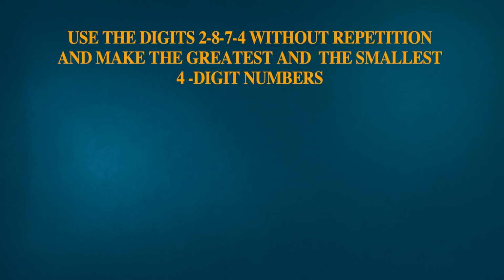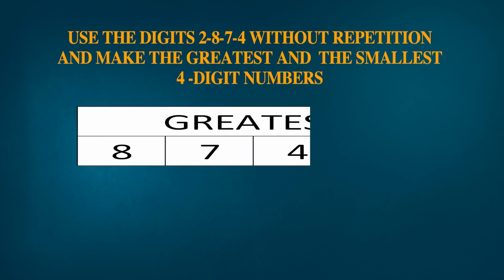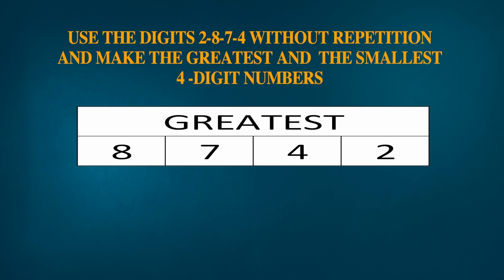Use the digits 2, 8, 7 and 4 without repetition to make the greatest and the smallest 4-digit number. First, make the greatest number from these digits. Let us remember the rule that to make the greatest number, write the biggest digit at the leftmost place and so on. Now, out of 2, 8, 7 and 4, 8 is the biggest digit. So, this will be at the leftmost place. Then 7, 4 and 2 will be placed.